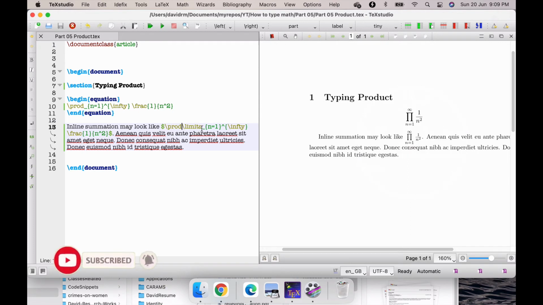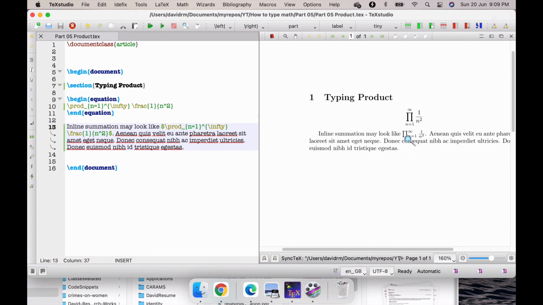All right, remember the usual default one is without slash limits, which means that it gives you the inline style of the mathematics, where the limits are of course in the same line itself, not below the product symbol.